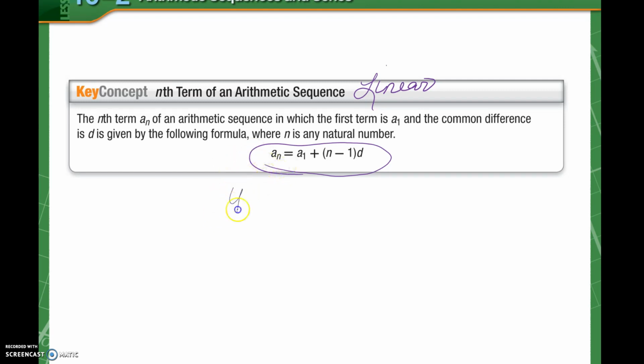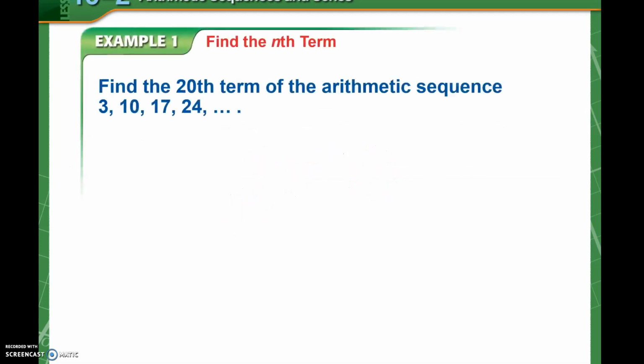But if you can see, our point slope equation is this: y minus the y of my point equals m times the x minus the x of my point. And in this case, we're always going to use that first term. So this is the first term number, and this is the first term itself. But still just point slope. We're going to be using this equation quite a bit today. So we're going to find the 20th term. So we go back to this equation.